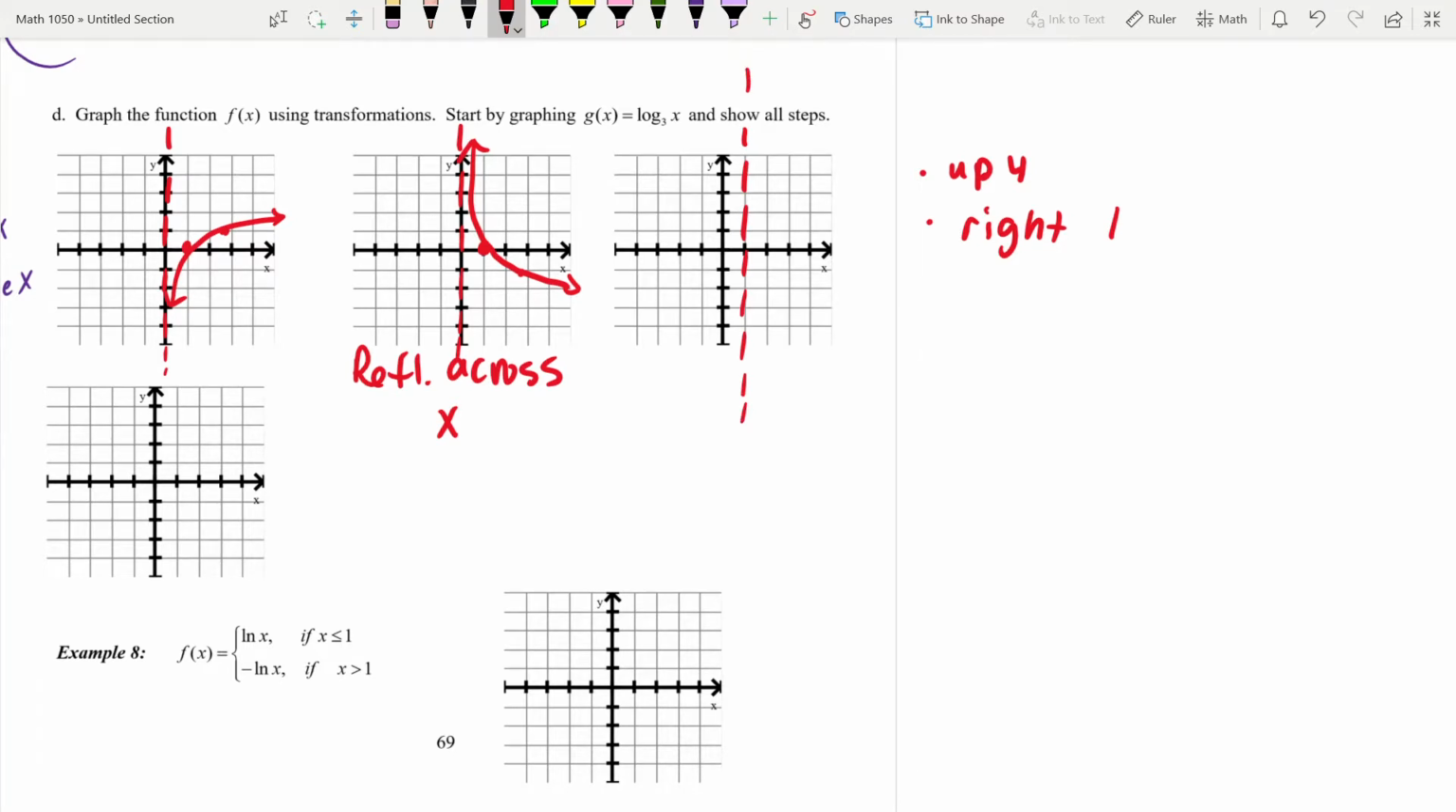Okay? Now, put your pencil on (1, 0). I want you to go up 4, 1, 2, 3, 4, right 1. Go to the point (2.7, negative 1). Go up 4, 1, 2, 3, 4, right 1. It's right there. Has the same look as the one before. There's my graph.